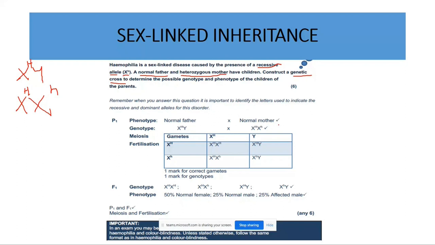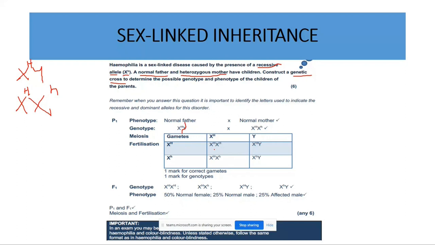Okay, another mark. Meiosis takes place and my gametes are formed. So what are the gametes on that side? Remember what Mendel says, the two alleles separate. So it's X big H, Y. Female's gametes, X big H, X small h. And if you cross that, that's the genotype that I get.